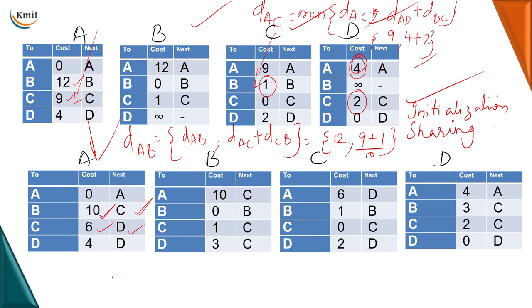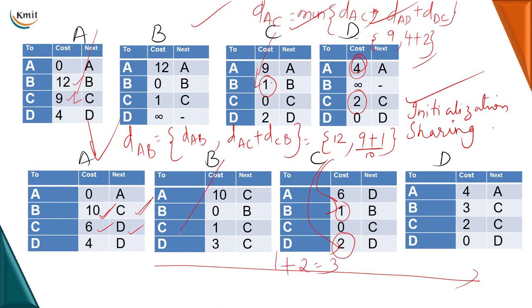Okay, so I will continue this for all the other tables also. B, if you can see, can't reach D directly. See here, B cannot reach D. So it will take the help of the neighbor C. It knows that B can reach C in a distance of 1 and C can reach D with a distance of 2. So I will make use of 1 plus 2, which is equal to 3.